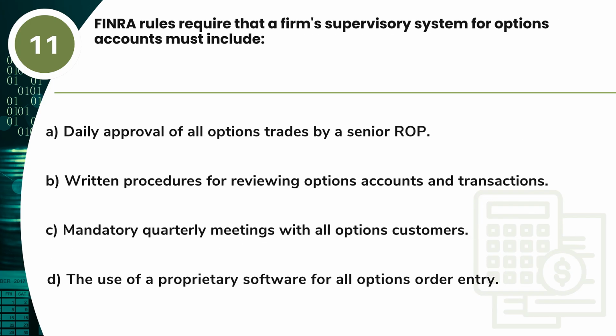Question 11. FINRA rules require that a firm's supervisory system for options accounts must include: A. Daily approval of all options trades by a senior ROP. B. Written procedures for reviewing options accounts and transactions. C. Mandatory quarterly meetings with all options customers. D. The use of a proprietary software for all options order entry.